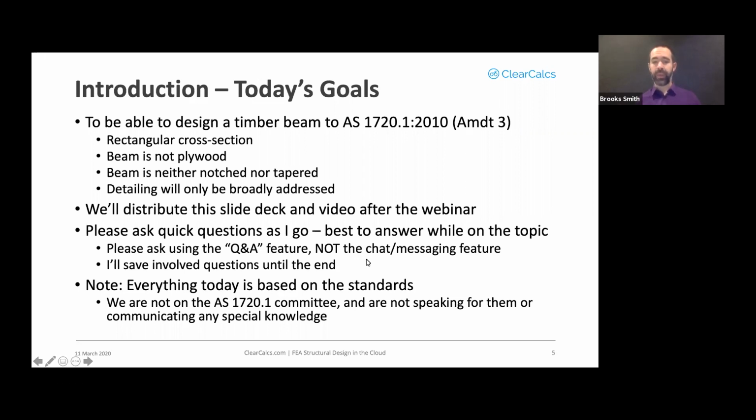And a quick note, everything today is based on the standards. While I am involved with Standards Australia, none of us at ClearCalcs are on the committee for AS1720. We're not speaking for them, nor communicating any special knowledge. So if something I say does contradict what's in the standard, the standard is what governs.